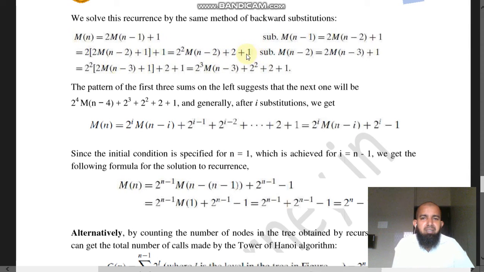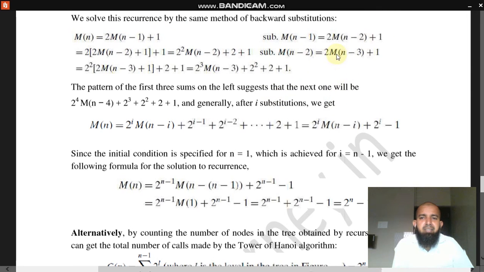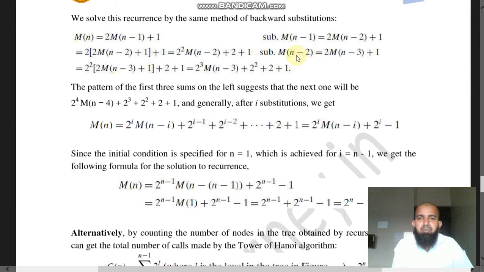Okay, then M of n minus 2 is equal to what? Here, in place of n, write n minus 2. If you write n minus 2, you get 2M of n minus 2.